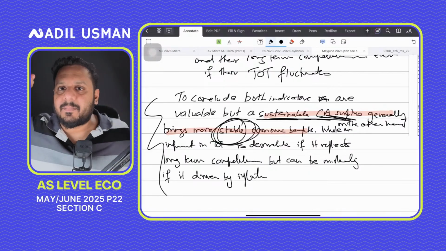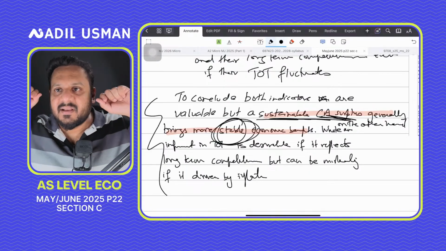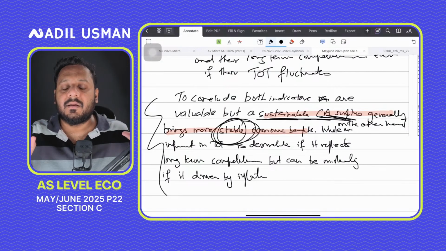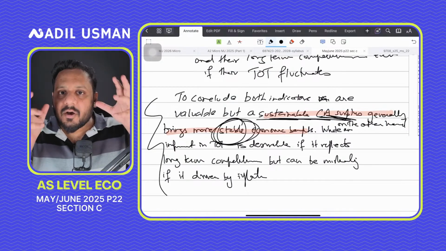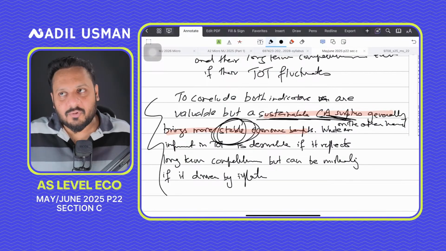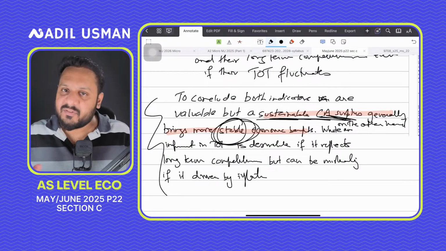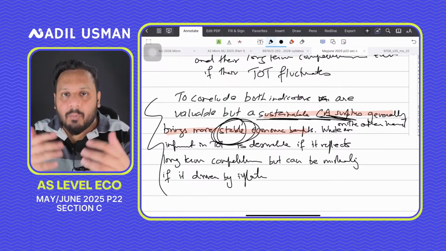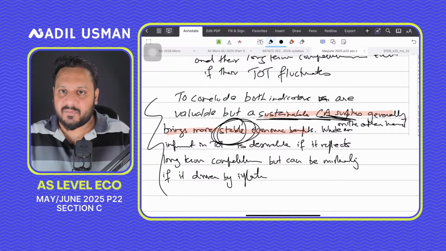You have to wear a separate cap when you are writing an analysis, a separate cap for evaluation, a separate one for conclusion. The mindset shifts because here the comparison has to be made. So don't say, oh, current account surplus is always beneficial. No. Sustainable current account surplus generally, or more likely, brings more stable economic benefit, which is understood.